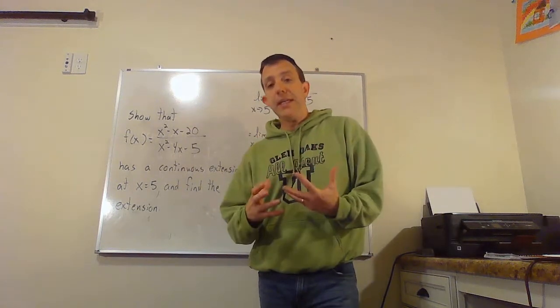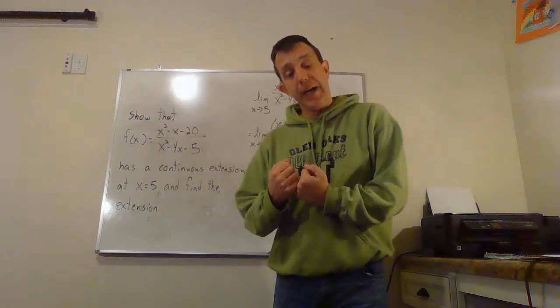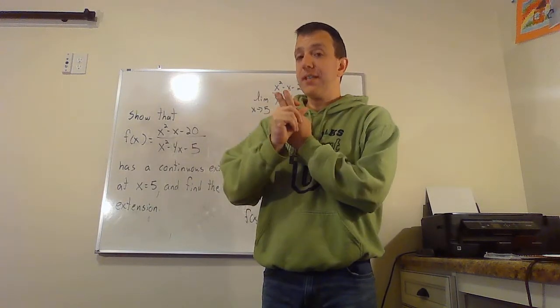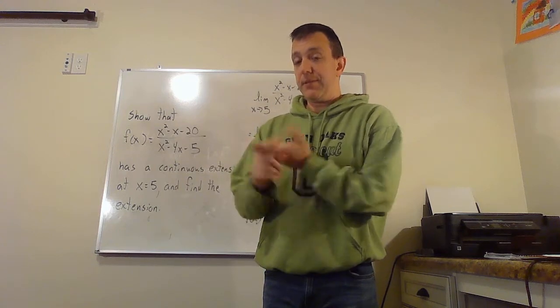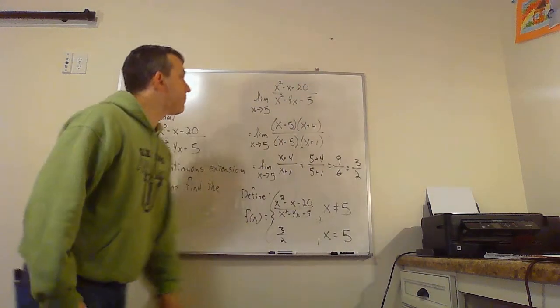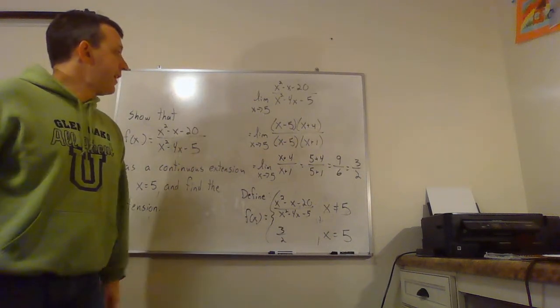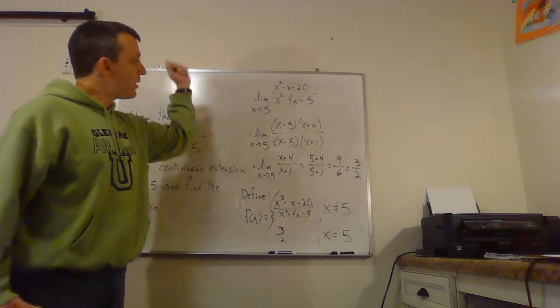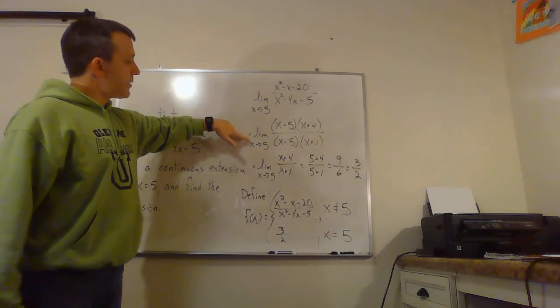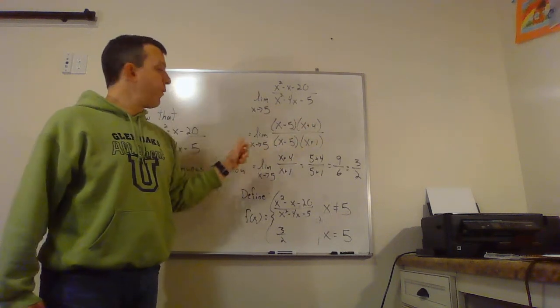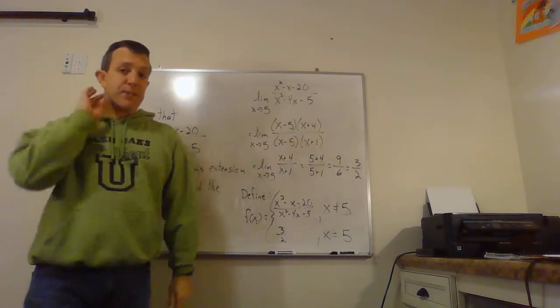Remember, what we need to have it be continuous at 5 is the limit needs to exist, and the function needs to equal that limit. So let's work with the limit. Let's see if we can find the limit as x approaches 5 for this function. Well, a little bit of factoring will get us the limit as x approaches 5 of (x minus 5)(x plus 4) over (x minus 5)(x plus 1).